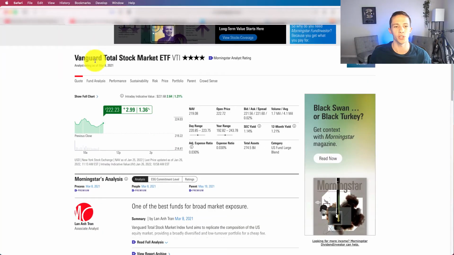VTI is Vanguard's total stock market ETF. I think it would be a lot more clear if they stuck the letters US in right here so it read Vanguard Total US Stock Market ETF. As that name implies, it only holds US stocks and it's got an expense ratio of 3 bips. So, a hair cheaper, but in the big picture, that's really not a material number there.